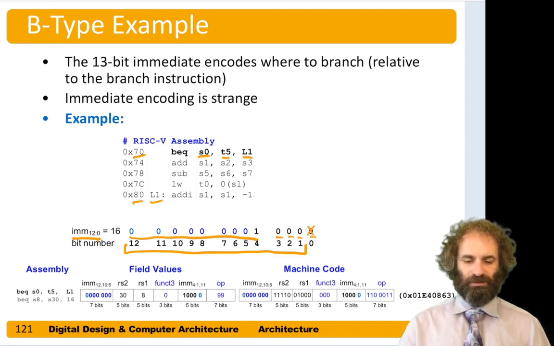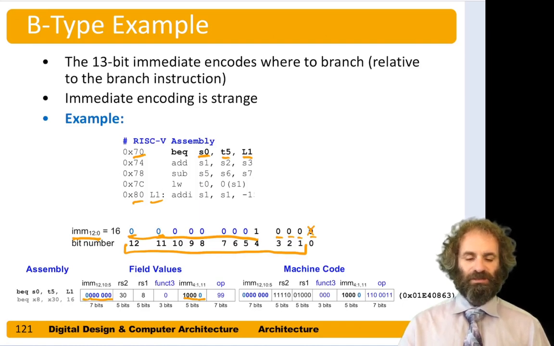So bits 1, 2, 3, and 4 are 1, 0, 0, 0. They're going right here. Bits 5 through 10 are all zeros, and they're the blue ones going here. Bit 11 is this 0, and it goes here, and bit 12 is that 0, and it goes here.